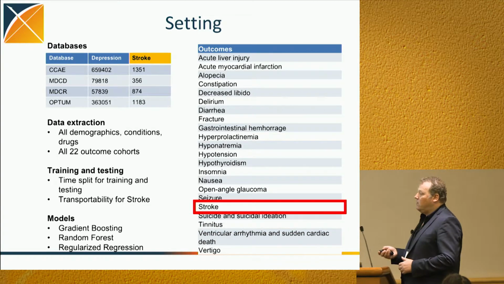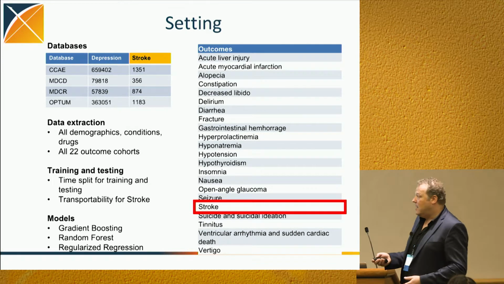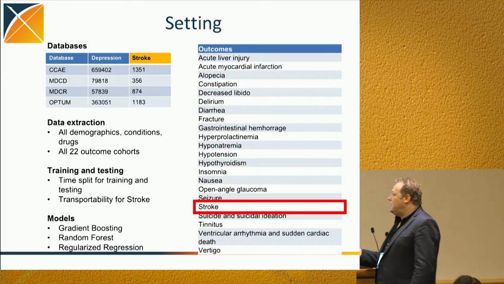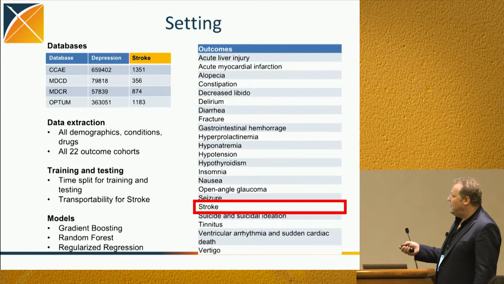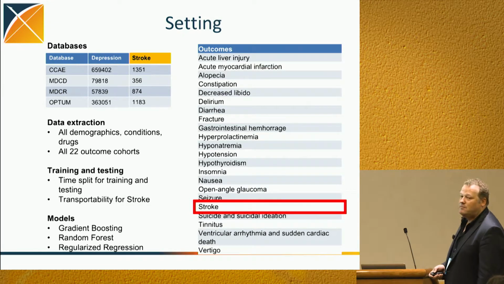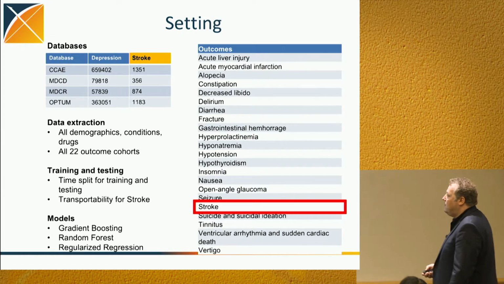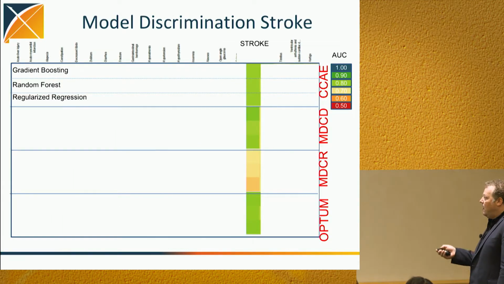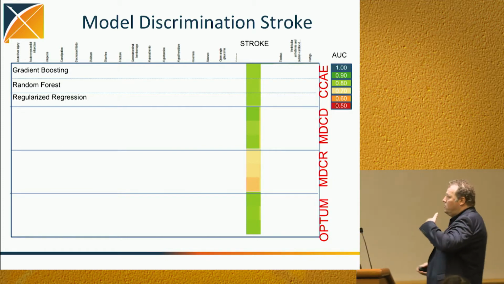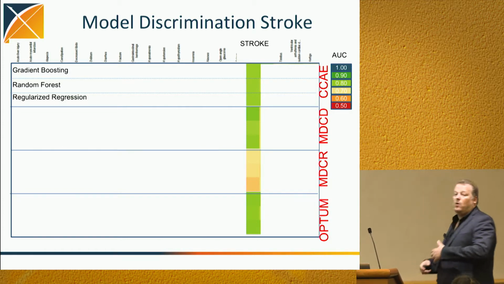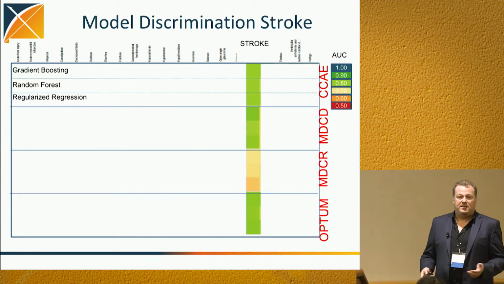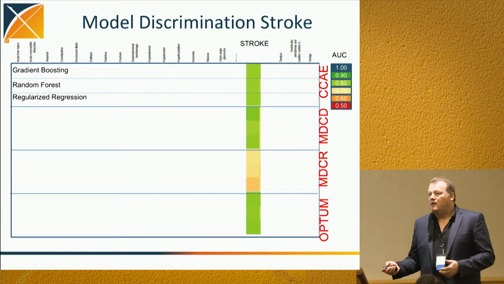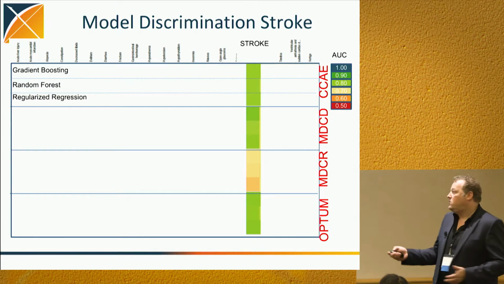If you look at stroke, the thing that I mentioned at the beginning, the example of the patient visiting his GP, here you see that in these data sets we had 1,300 people with stroke, quite a large number. What we did is we ran, using the framework, all those three algorithms on all the outcomes in all the databases. And the figure that you see here summarizes all those results.